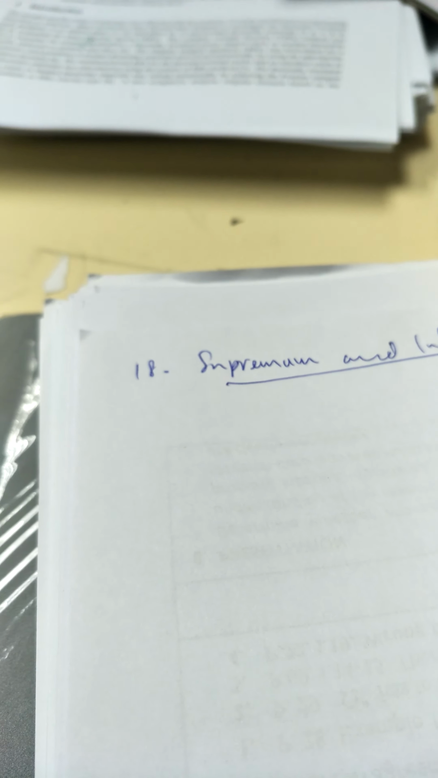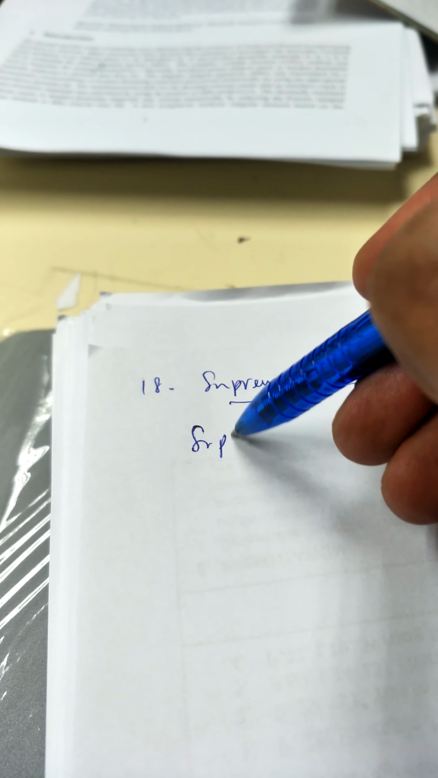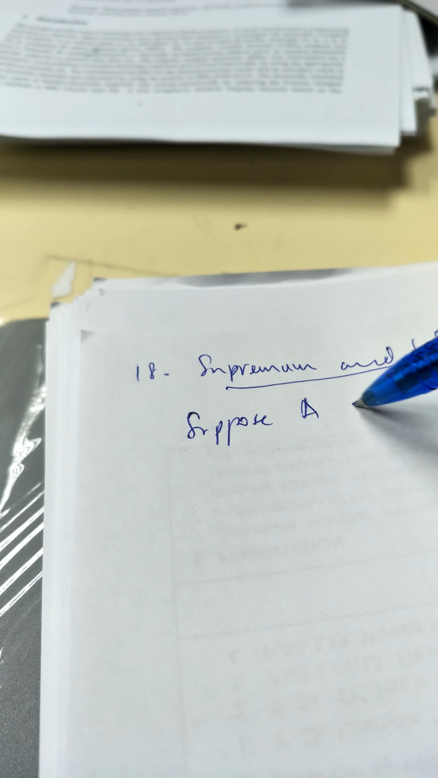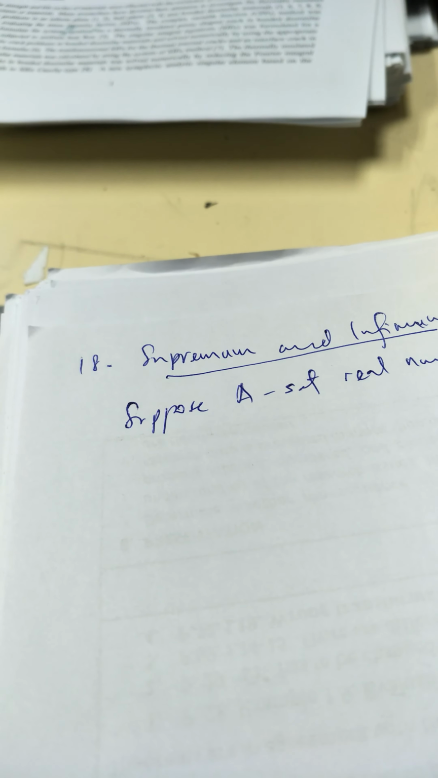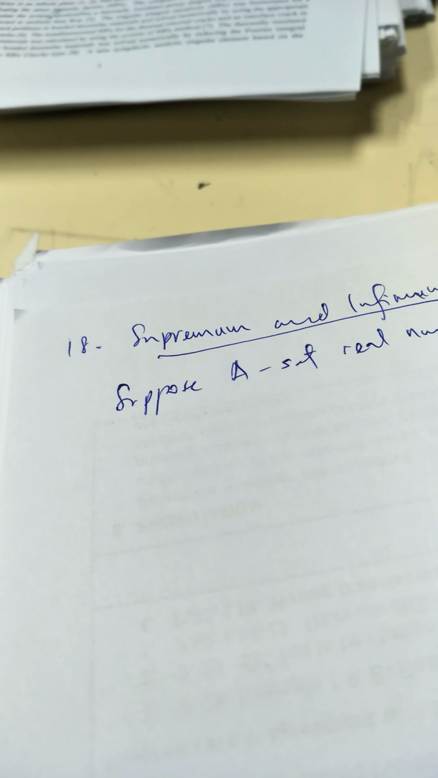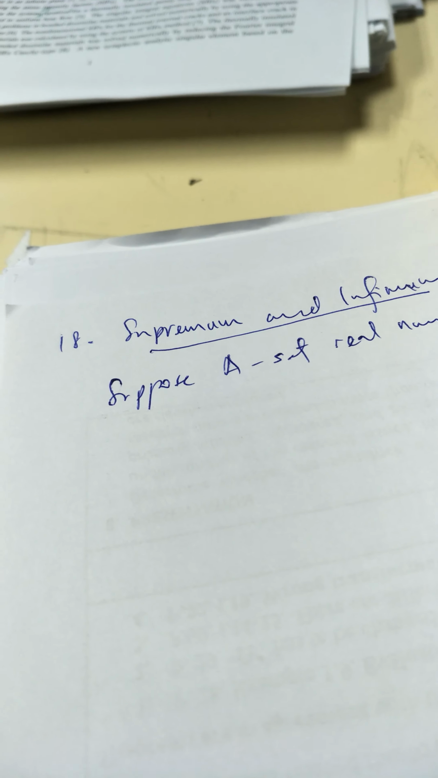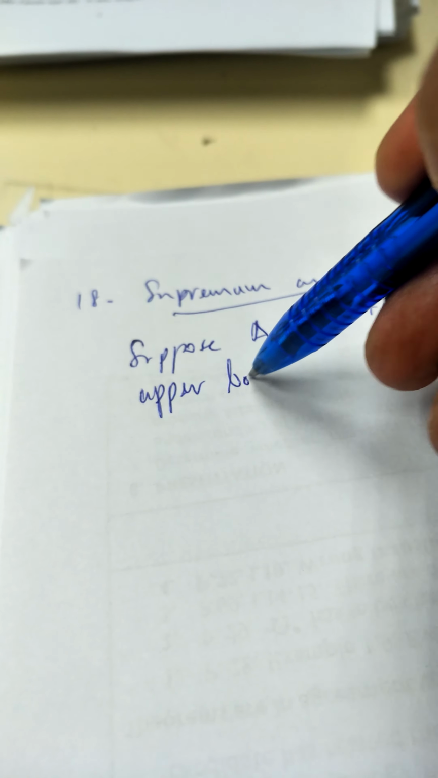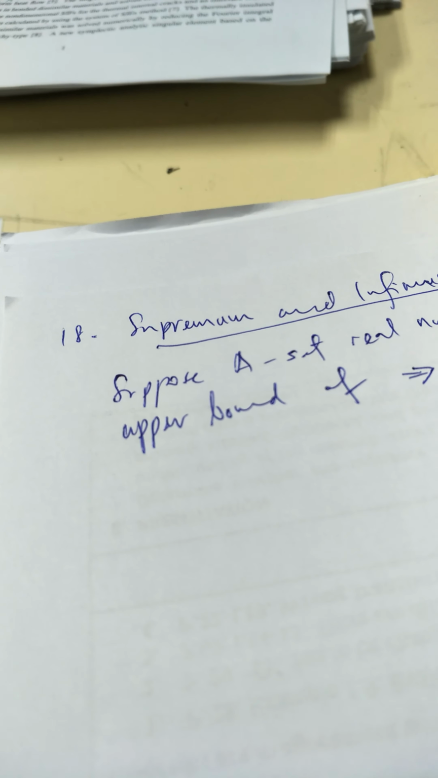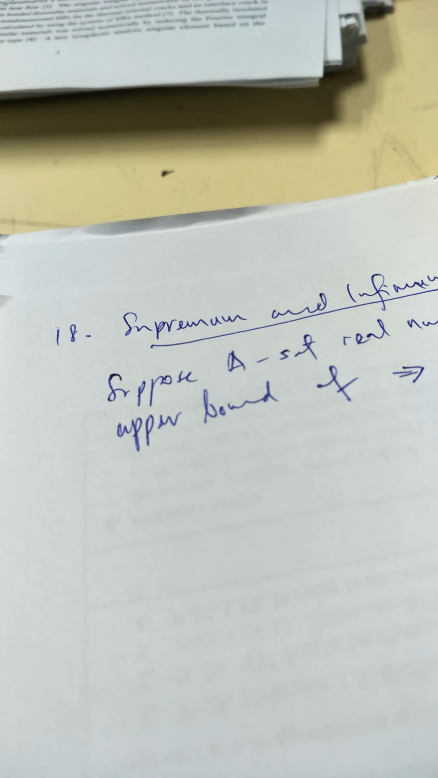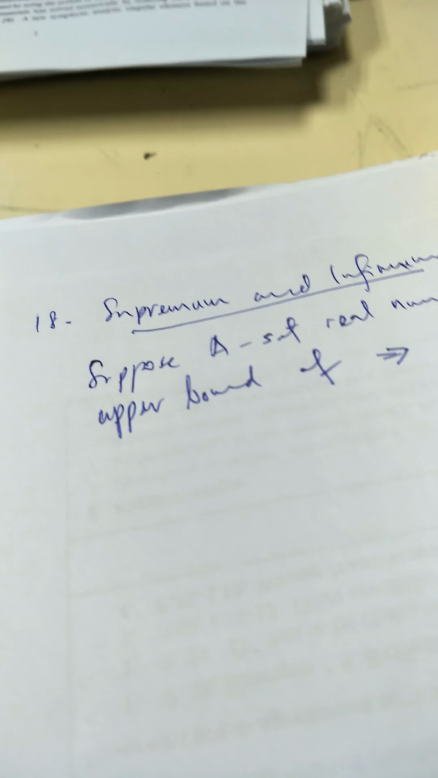So let's suppose that we have a set of real numbers, A. If m is the upper bound of A, then all x, which is any number in A, must be less than or equal to m, for all x in A.